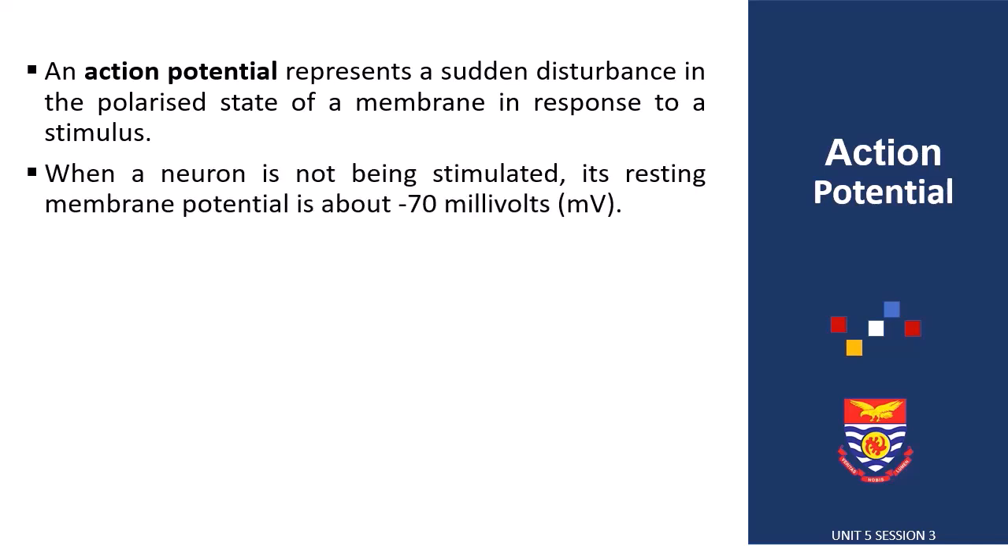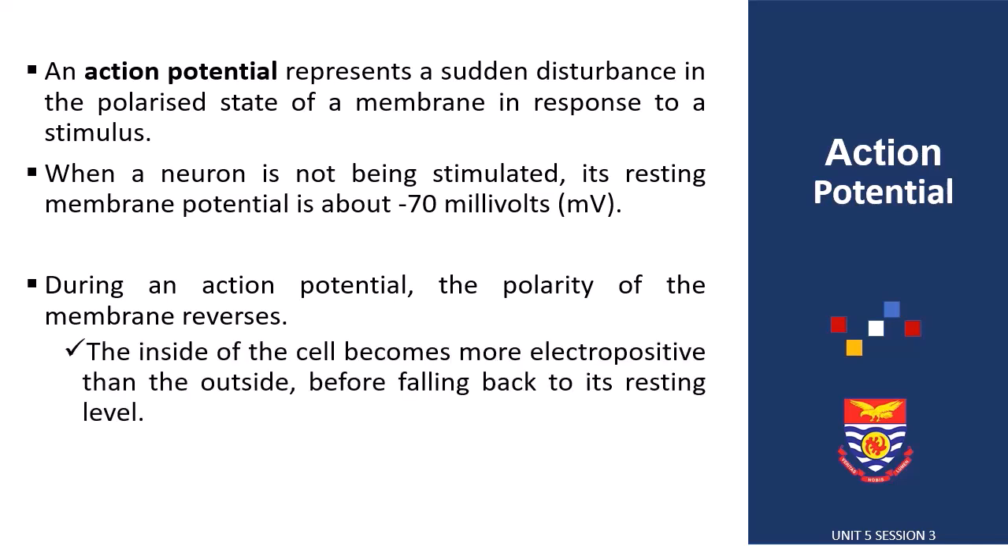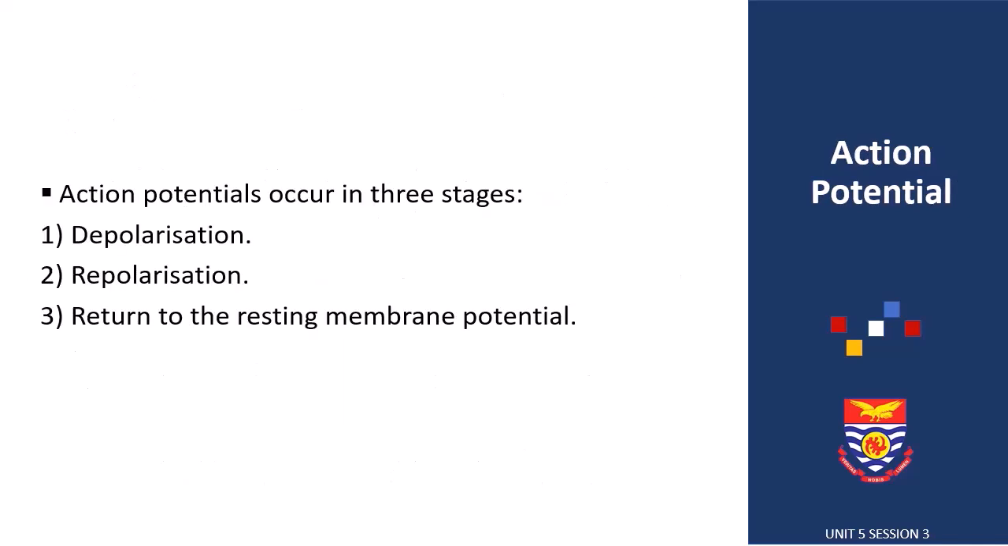When a neuron, which is an excitable cell, is not being stimulated, its resting membrane potential is about minus 70 millivolts. During an action potential, the polarity of the membrane reverses, and it occurs in such a way that the inside of the cell becomes more electropositive than the outside before falling back to its resting level. This changes as a result of a sudden increase in the permeability of the membrane to sodium ions.